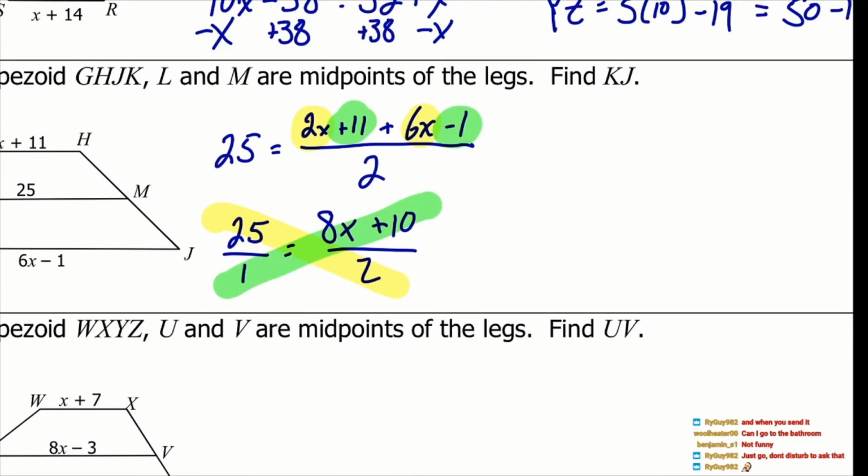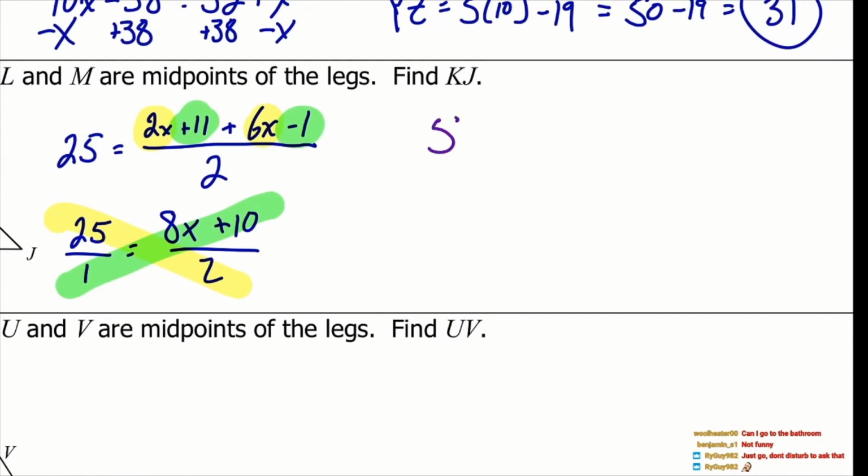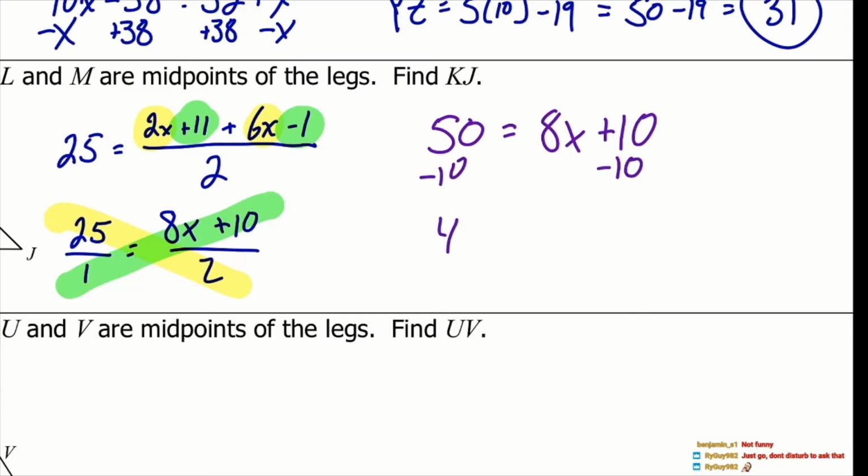So this algebra is arguably easier than the previous one. It's 50 equals 8x plus 10. Subtract 10 from both sides. You get 40 equals 8x, and x is equal to 5.